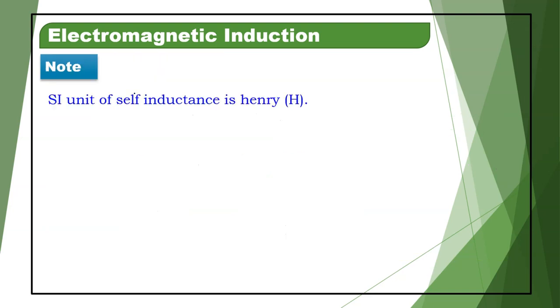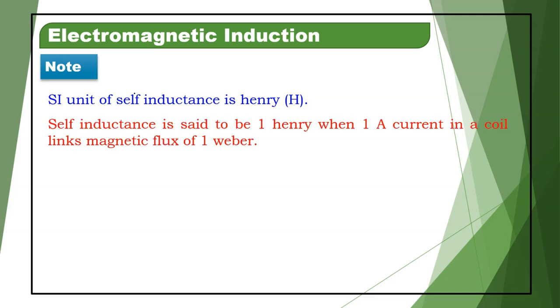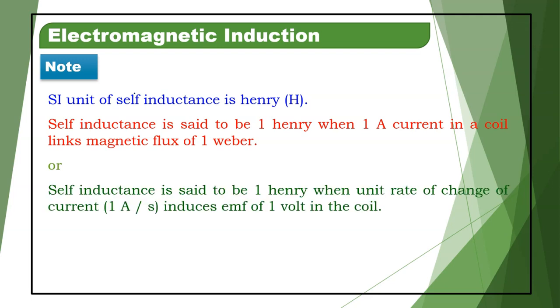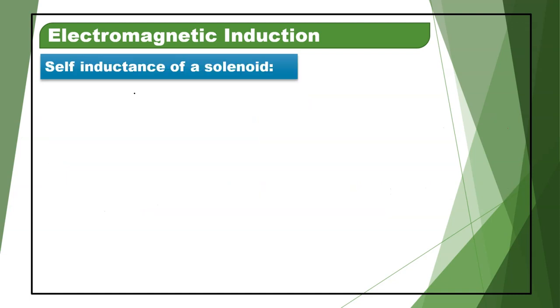The thing you have to note, which is asked many times in exams and in numericals also, is that the unit is the Henry. So the physical quantity is self-inductance, and its unit is the Henry. Self-inductance is said to be 1 Henry when a current of 1 ampere in the coil links a flux of 1 Weber. Also, self-inductance is said to be 1 Henry when a rate of change of current of 1 ampere per second induces an EMF of 1 volt in the coil.